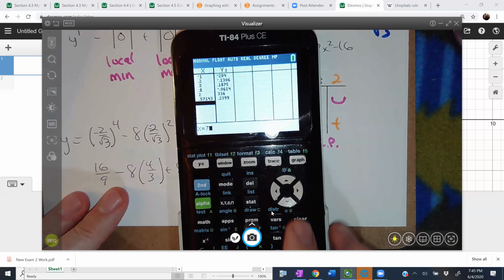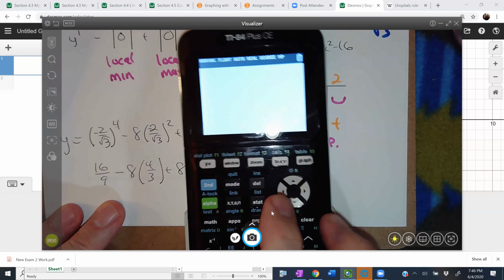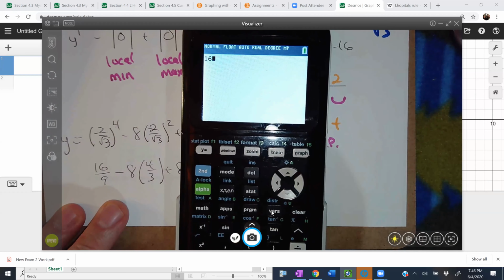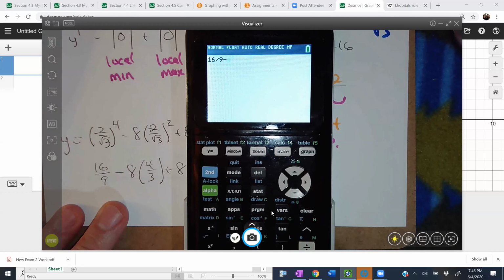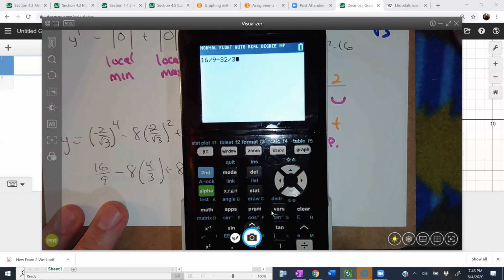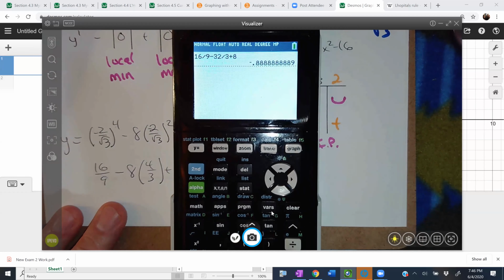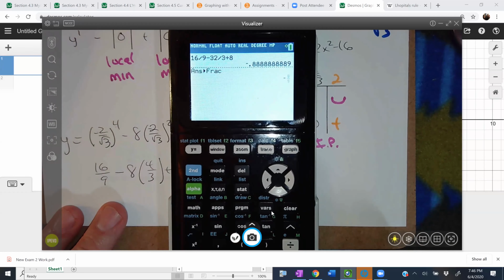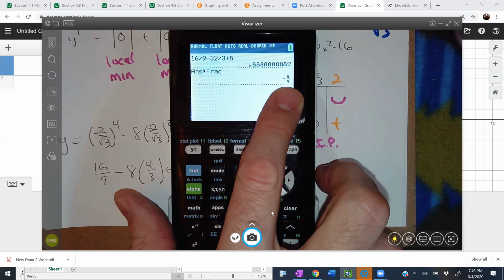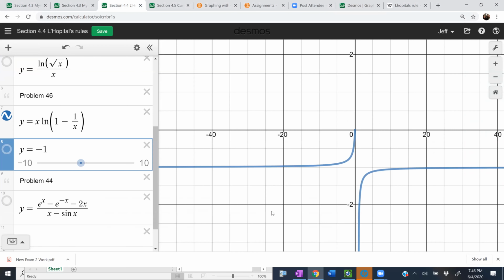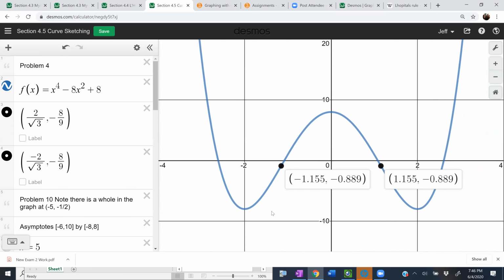In fact, you can let your calculator do your work much earlier than this. 16 divided by 9 minus 32 over 3 plus 8. And if I hit the answer to fraction key, I end up with -8/9, which I think and hope is what I put on our graph here. Yeah, -8/9. Okay? Yep. All right. Thank you.